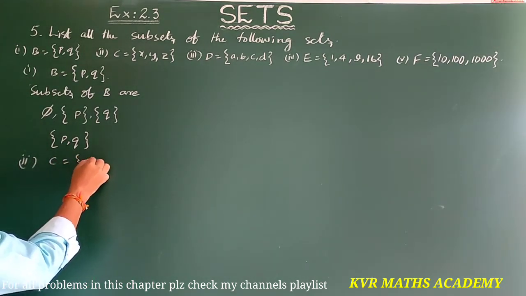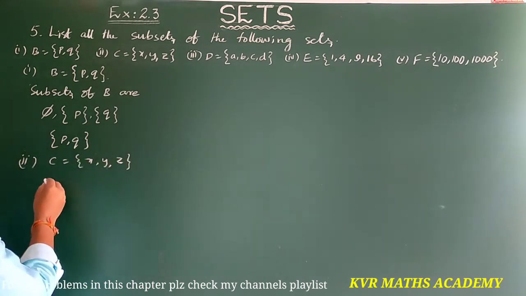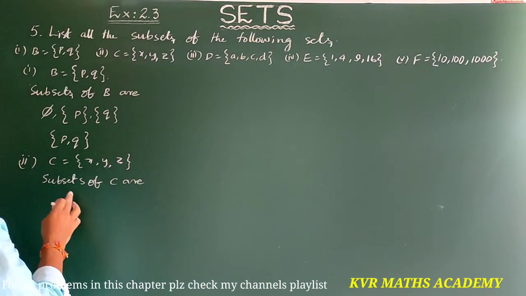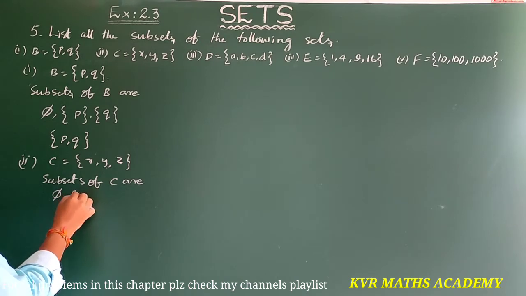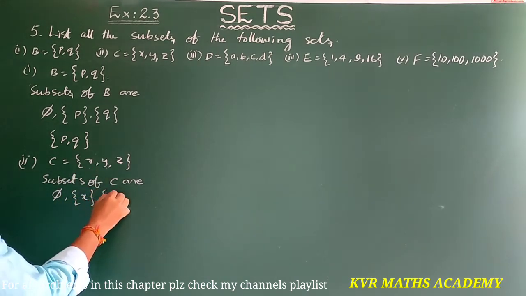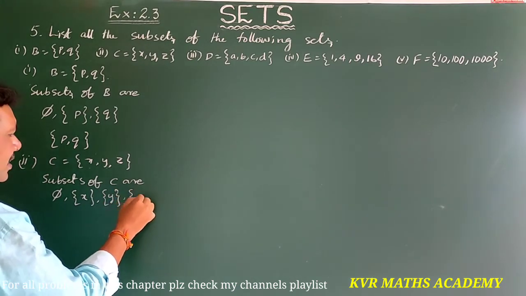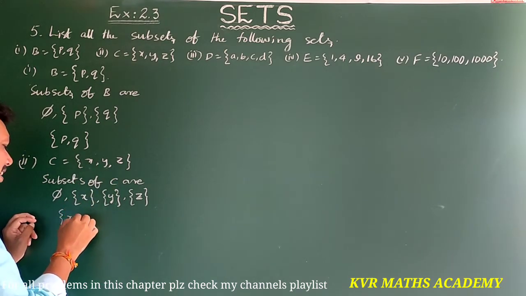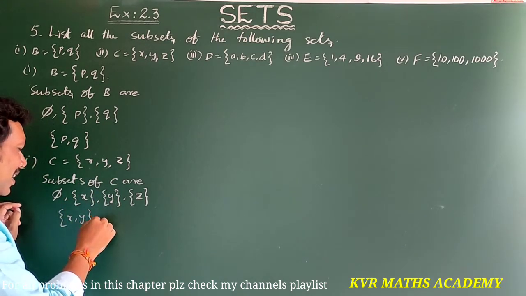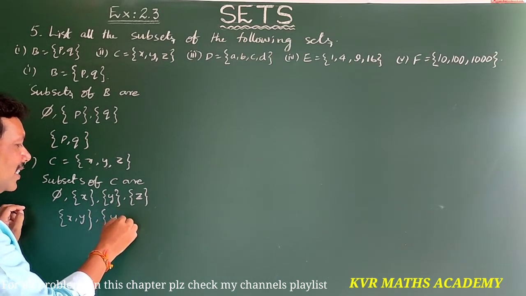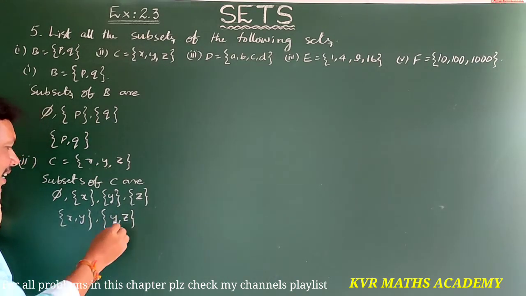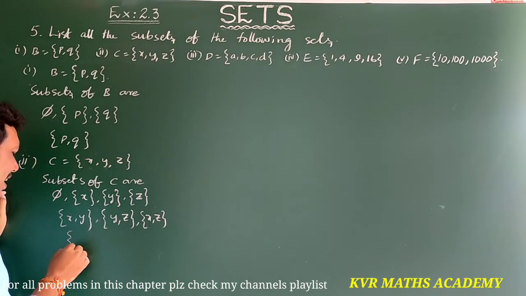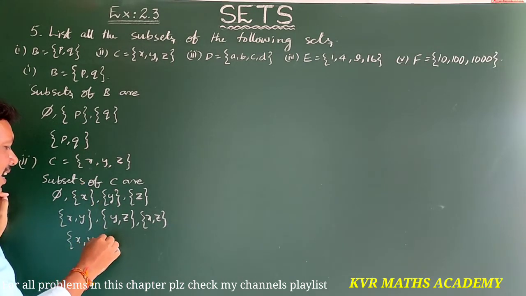Second one, C is equal to set of X comma Y comma Z. Subsets of C are, first, null set. Next, set of X, set of Y, next set of Z. Next set of X comma Y, next set of Y comma Z, next set of X comma Z. Next set of X comma Y comma Z.